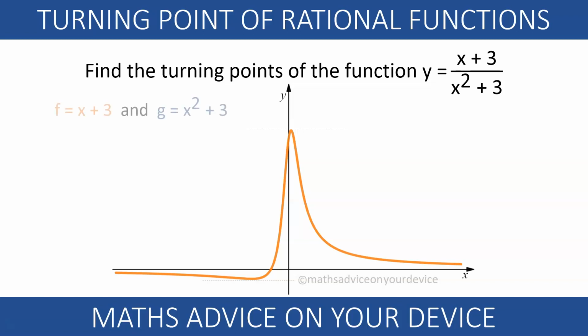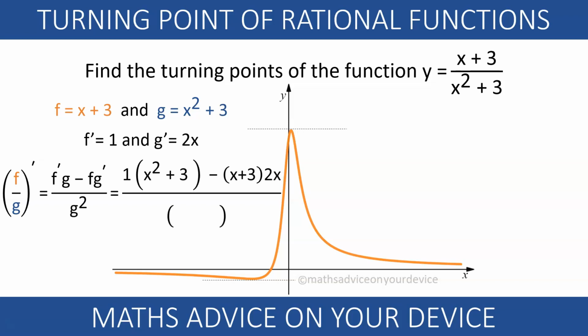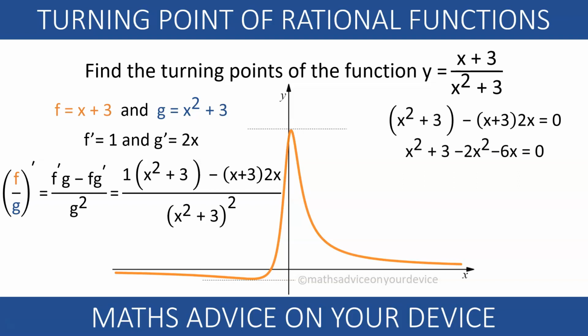For that, we differentiate the rational function using the quotient rule. We multiply the derivative of the top, 1, times the bottom, x squared plus 3, minus the top, x plus 3, times the derivative of the bottom, 2x, all divided by the square of the bottom. If we want to make this equal 0, we just need to make the numerator 0. This leads to x squared plus 3 minus 2x squared minus 6x equals 0.